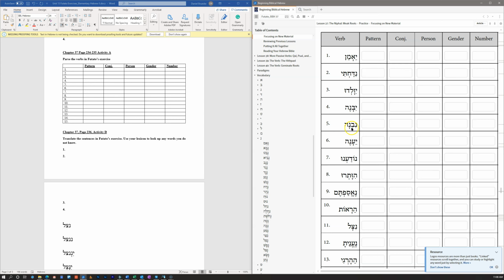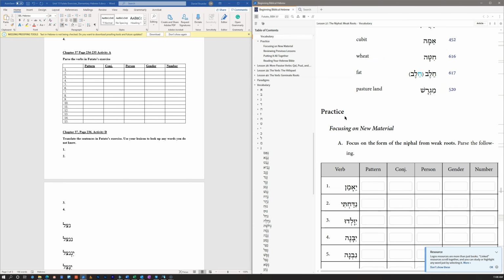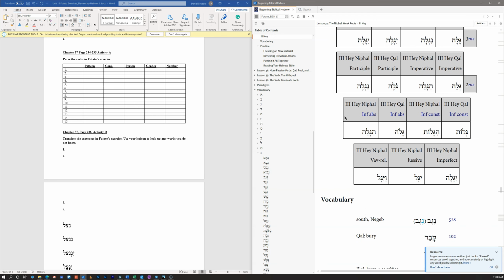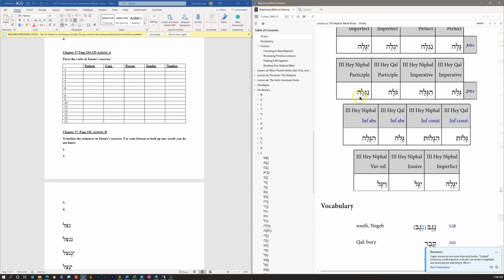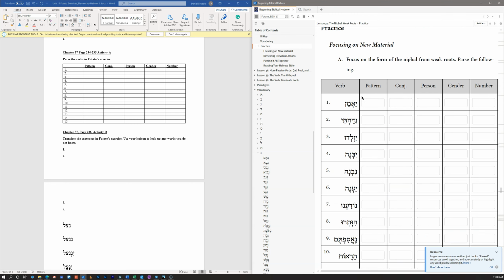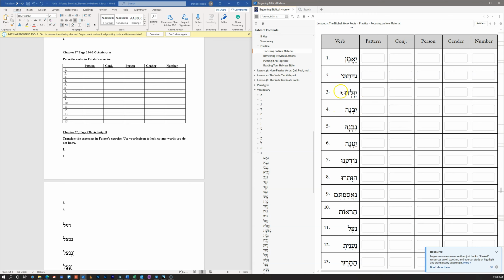No, a Niphal participle, masculine singular of Bana. So let's go look at that again. Third hey participle. Okay. So third hey participle is going to have the segol hey. That's in the masculine singular anyways. That's helpful. All right. So this is the Qal then. Oops. This is the Qal perfect. No, I'm sorry, not Qal. Niphal perfect 3ms form of Bana.